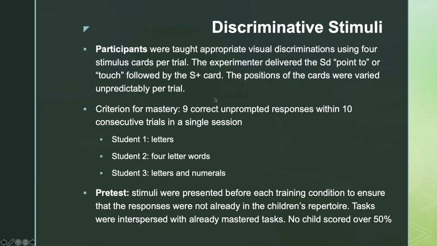And then they had a criterion for mastery, right? So when is the discrimination acquired? And they used 9 correct unprompted responses within 10 consecutive trials. So a session was 10 trials. If the individual responded correctly, unprompted, then that signaled mastery. Okay, they also did some pre-tests just to ensure that the stimuli that were being used were not already in the child's repertoire.